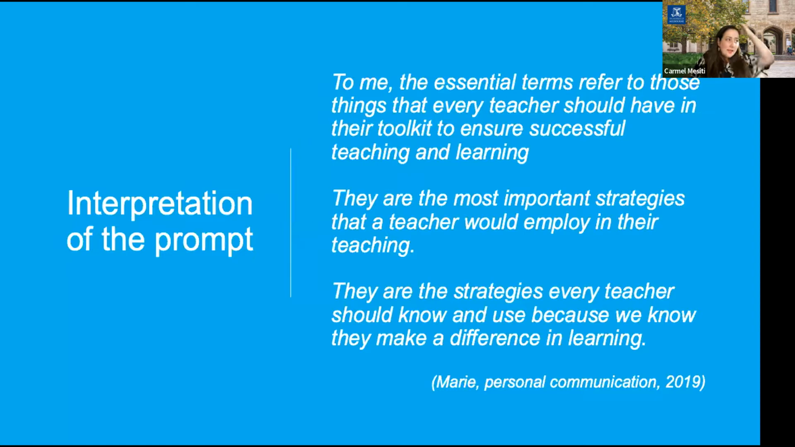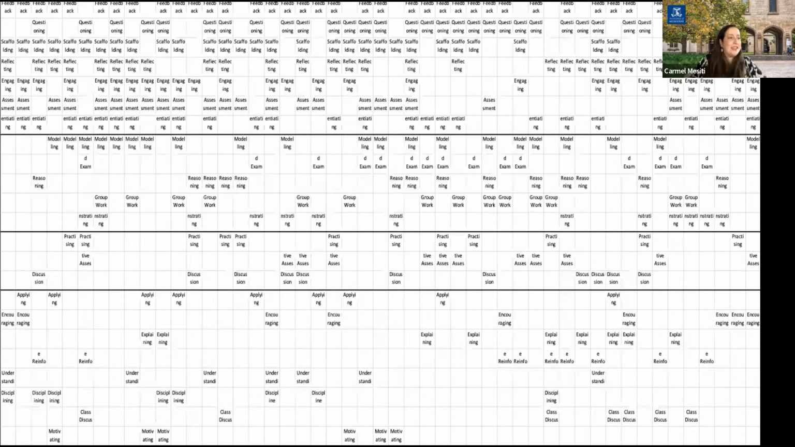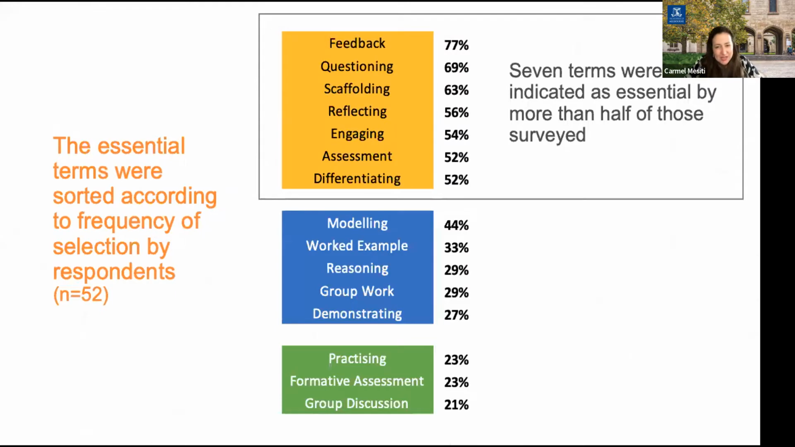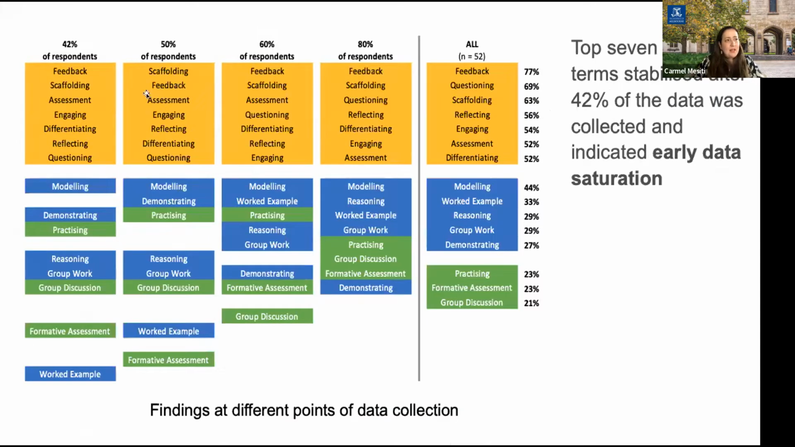So once I asked teachers, that's the kind of data that I was analysing. Here are the 7 terms that were indicated as essential by more than half of those surveyed. So what I noticed when I was gathering this data, the top 7, let's call them that, of essential terms, stabilised after 42% of the data was collected, which indicated early data saturation. So these top 7, in other words, didn't change. They may have changed position, but they remained in the top 7.